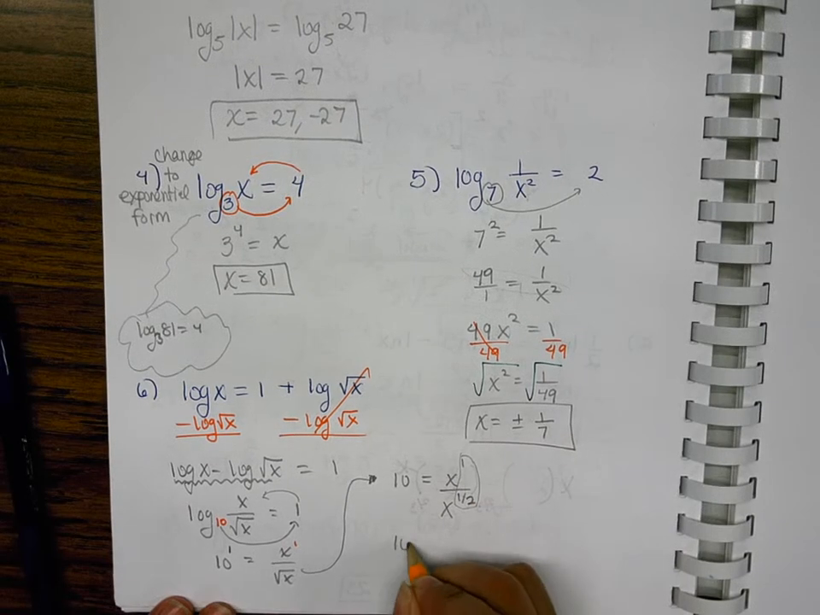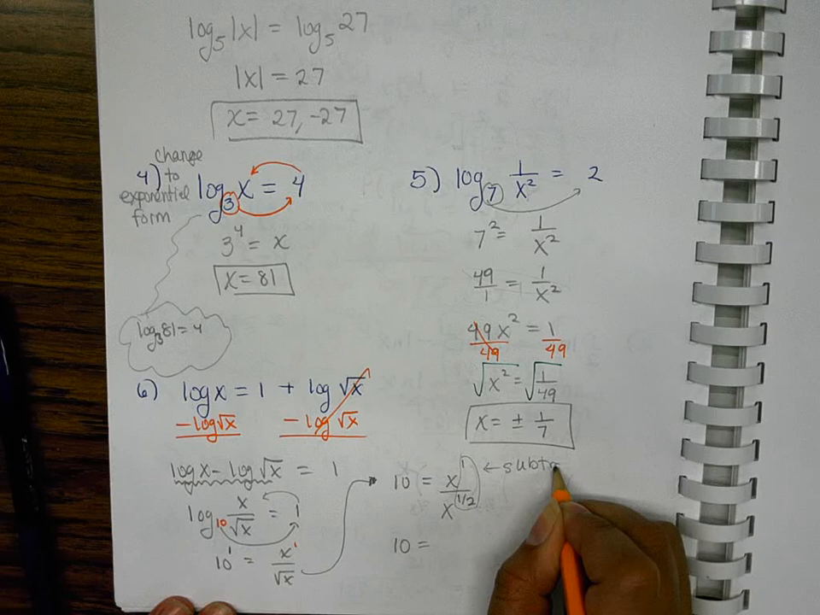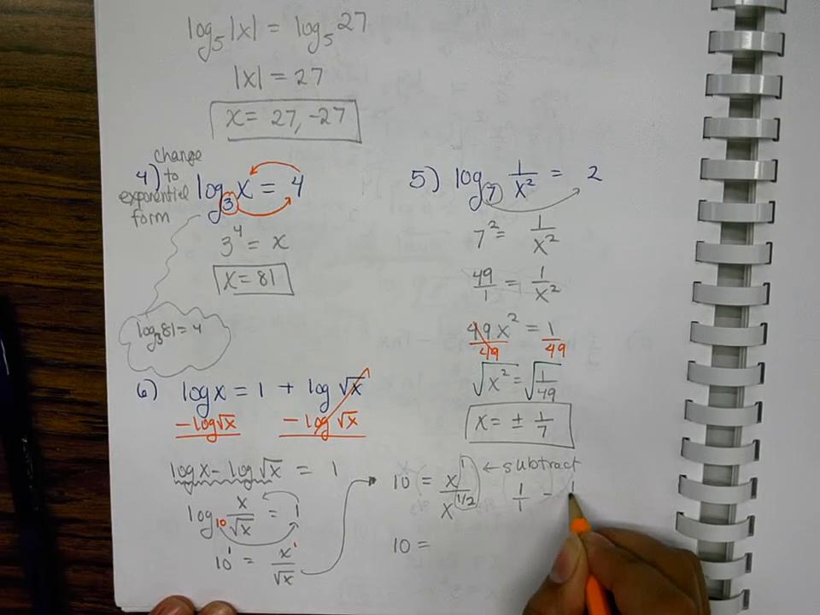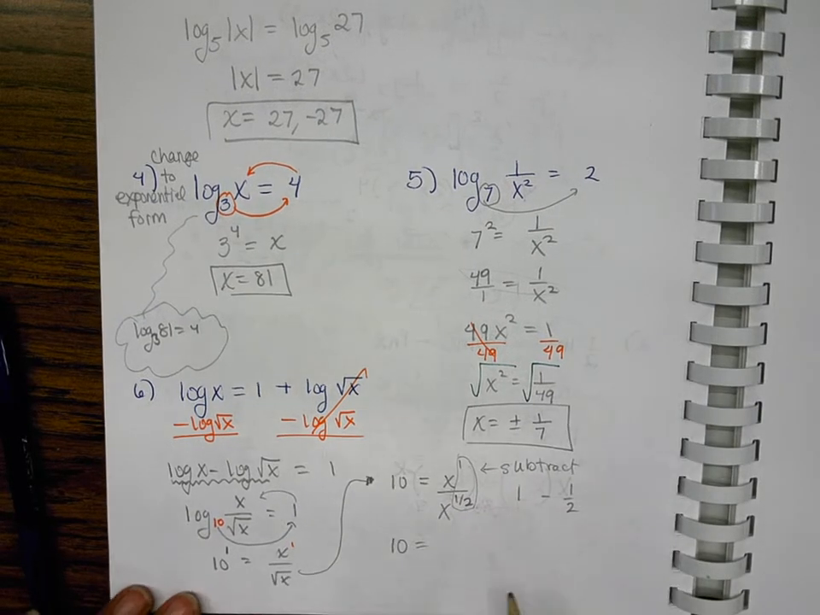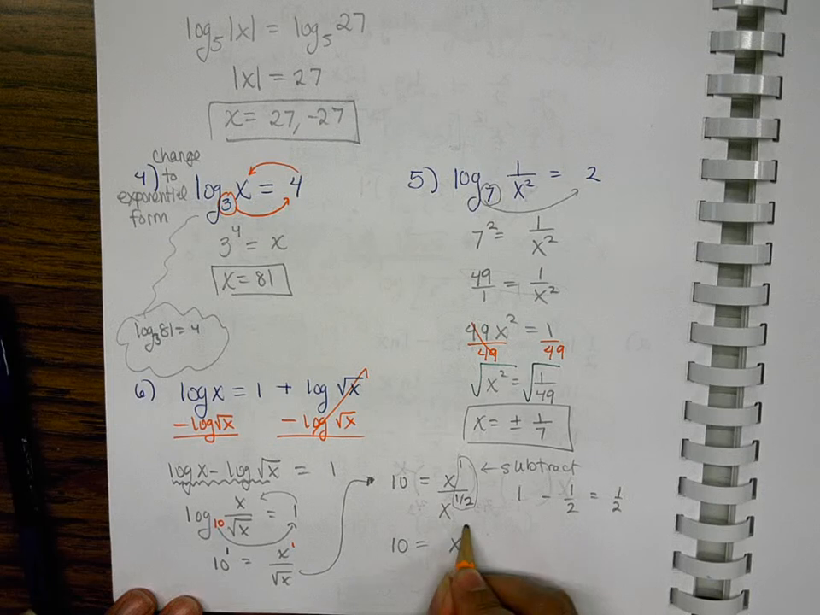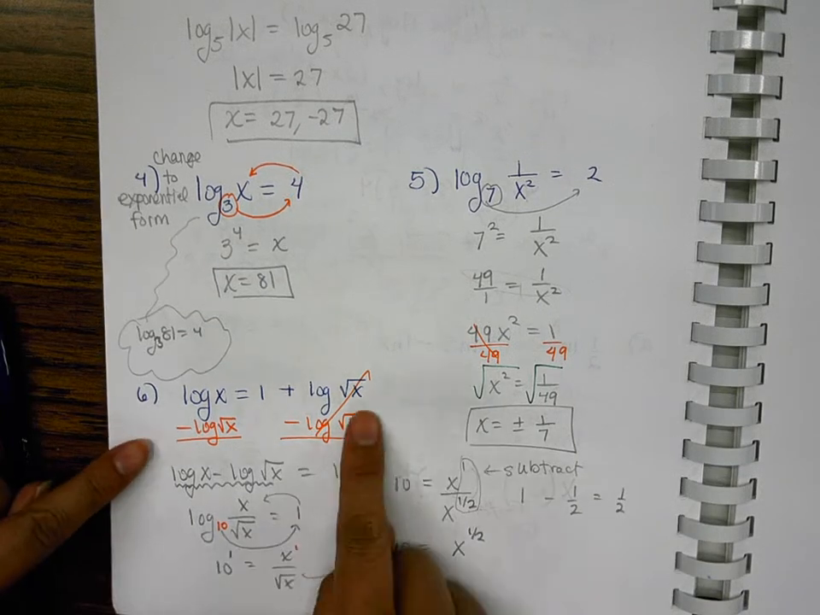10 equals x to the first over x to the 1/2. And what do we do with the exponents when we're dividing like bases? Correct, we subtract. And what is 1 over 1 take away 1/2? I don't even need to write that as 1 over 1. What is 1 whole take away 1/2? Half, so this equals x to the 1/2. Which if you've got it from there, you can finish.